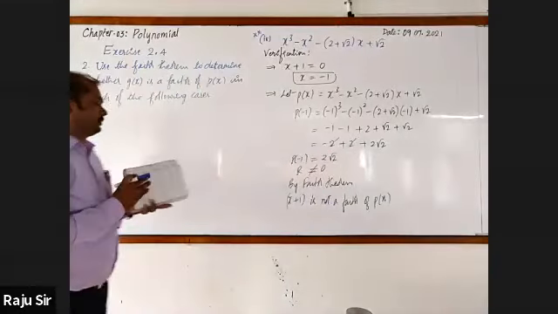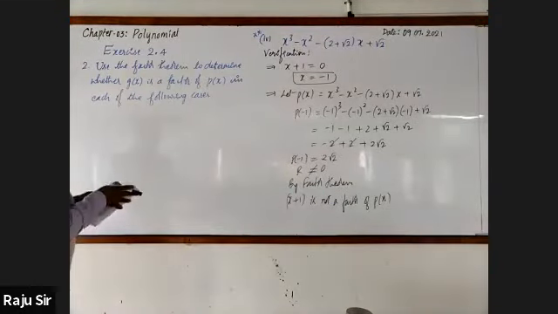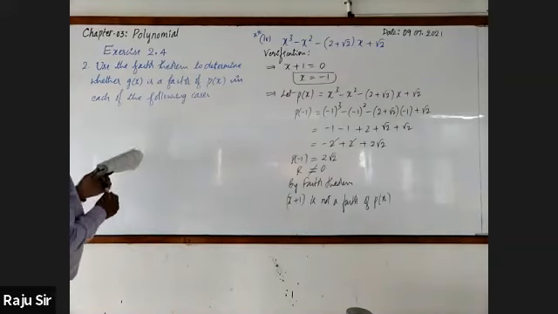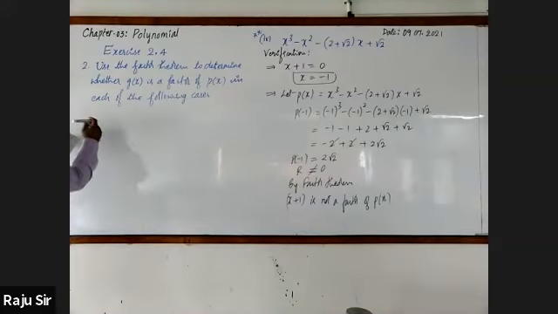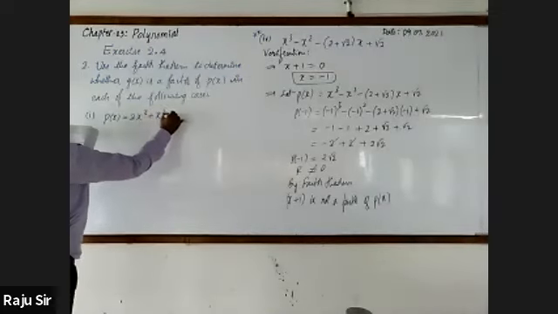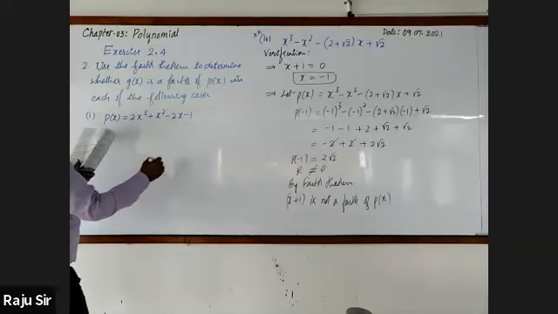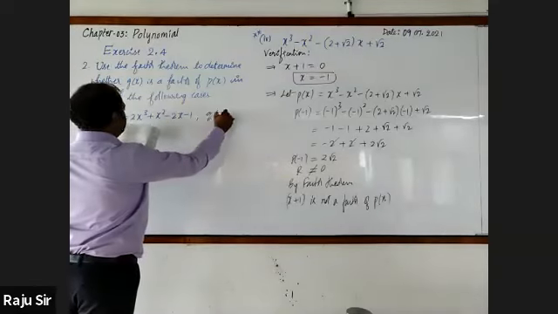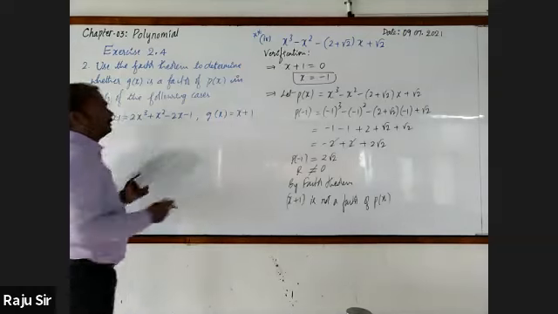First one. P of x is equal to 2x cubed plus x squared minus 2x minus 1. And g of x is equal to x plus 1.